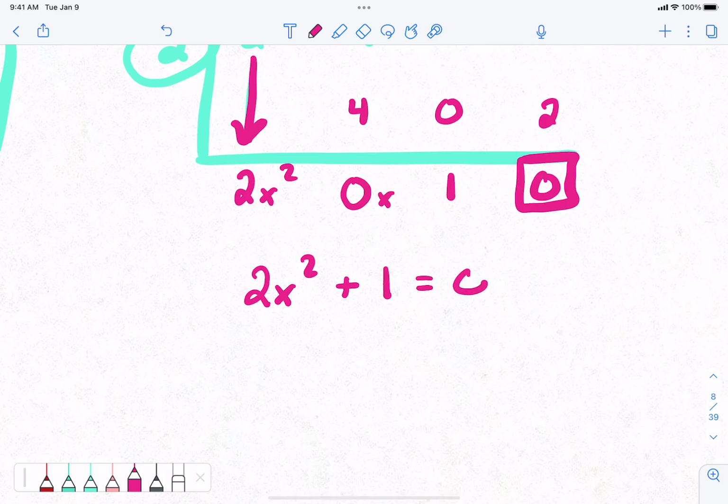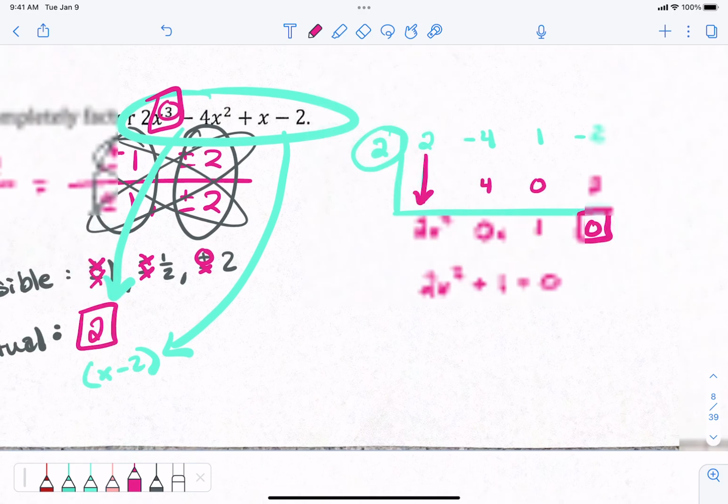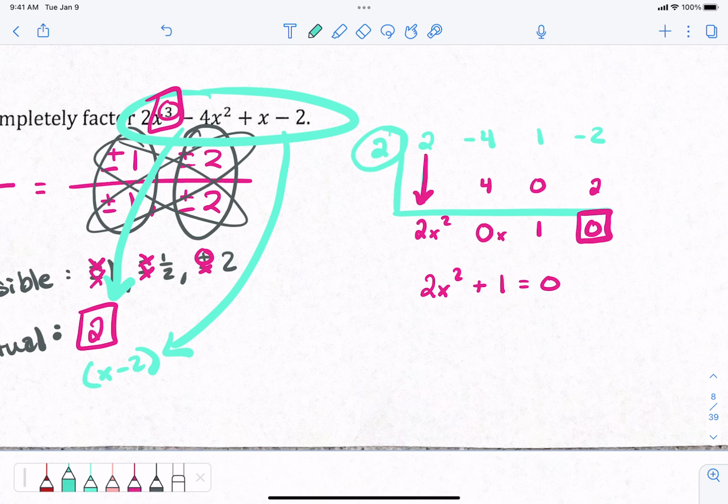I want to break this thing down more, and now it's just an x squared, so I can break it down. It's a quadratic. Now I can do it, right? How would you like to do this? Minus the 1 over, divide by 2. 2x squared equals negative 1. Divide by 2. Take the square root.